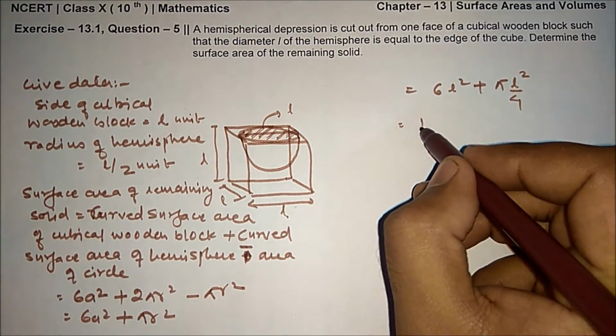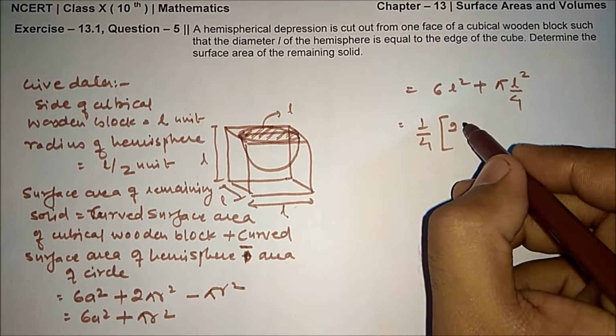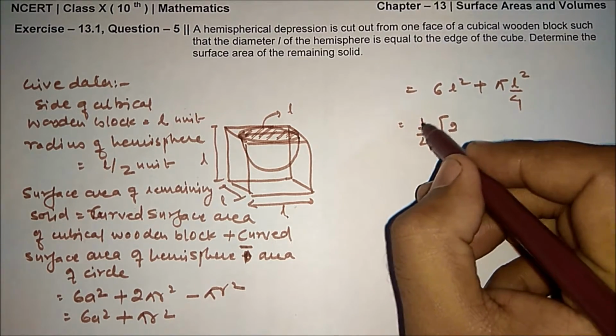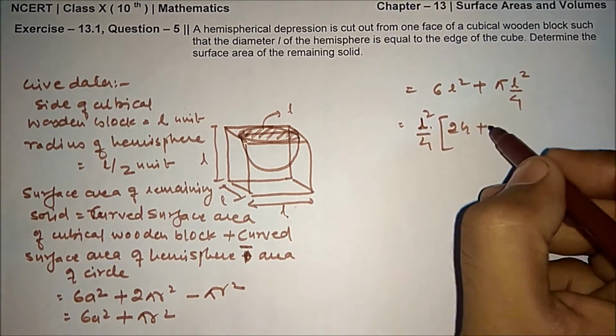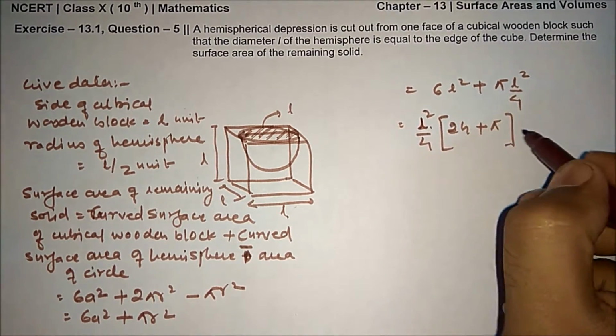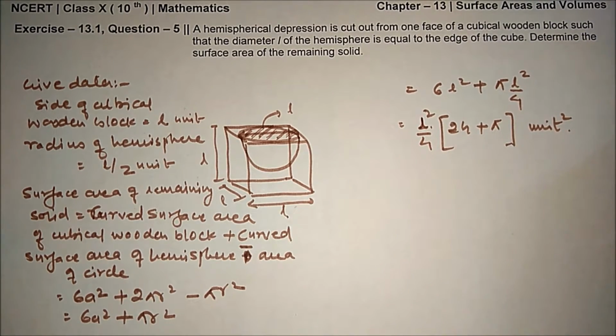So when we take 1 by 4 as common, okay? So this will be what? 24 L square by 4, let us take common, okay? So this is what? 24 plus pi. This will be the answer, okay? Unit square. This is the answer that is given in the book, okay?